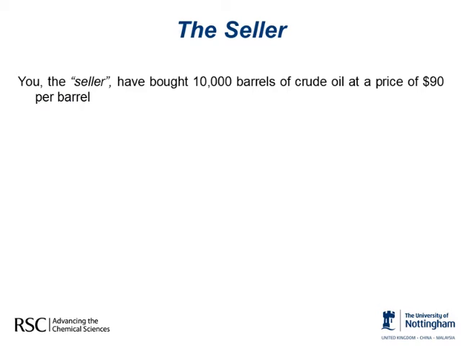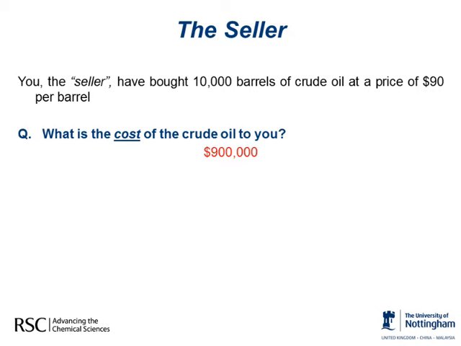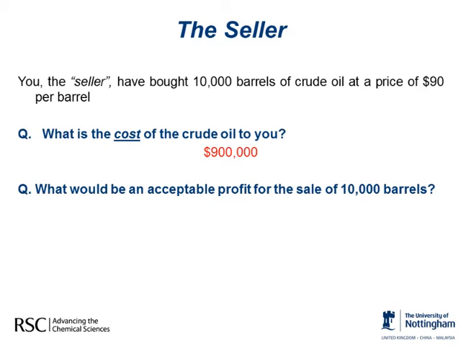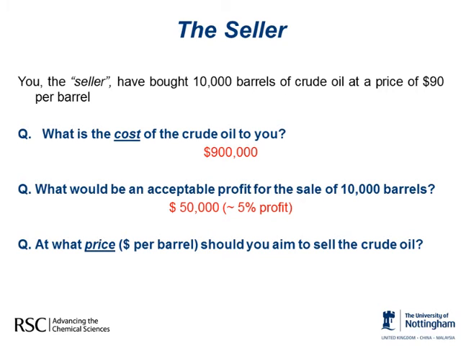So if we first look at the seller, you've bought 10,000 barrels of crude oil at a price of $90 per barrel. What is the cost of the crude oil to you? It is $900,000. What would be an acceptable profit for the sale of the 10,000 barrels? Let's say $50,000, or around 5%. At what price per barrel should you aim to sell the crude oil? $95 per barrel.